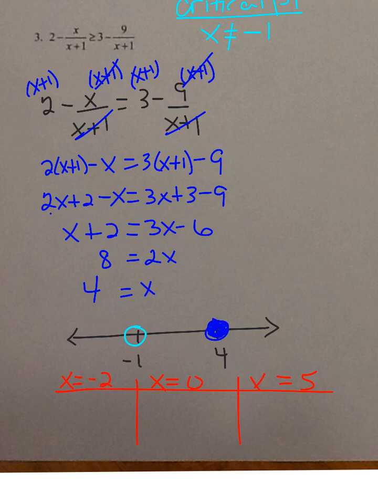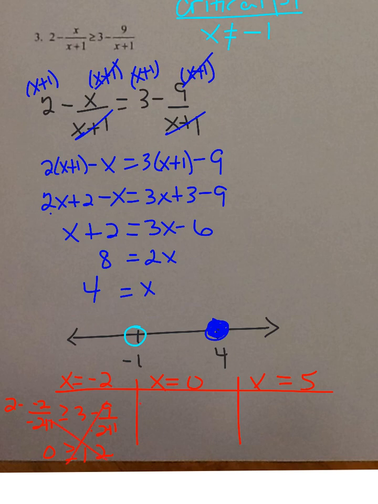So now we're going to plug it in to the original. So it's 2 minus negative 2 over negative 2 plus 1 is greater than or equal to 3 minus 9 over negative 2 plus 1. So I get 0 is greater than or equal to 12. Is that true? That's not true, so I don't shade in the middle.